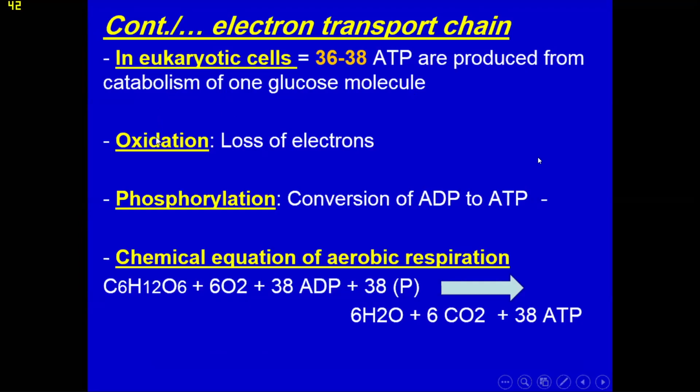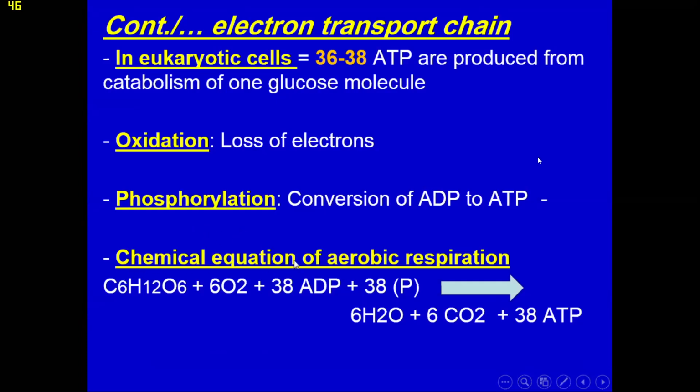What is the meaning of oxidation? Oxidation is the loss of electrons. Phosphorylation is the conversion of ADP to ATP, adenosine diphosphate to adenosine triphosphate. This is called phosphorylation. Oxidation, loss of electrons. We will come back to it in a while.